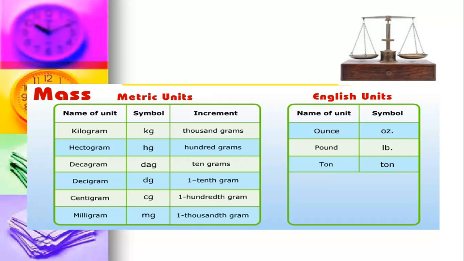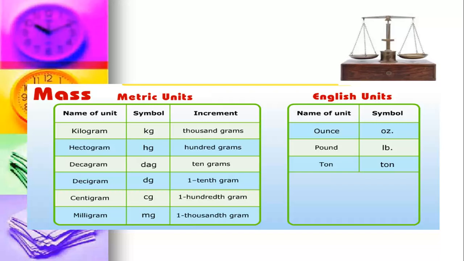For hectogram naman, we have the symbol Hg and that is equal to 100 grams. Yung decagram or dag, that is equals to 10 grams. Yung decigram naman or dg is 1/10 gram. Centigram or cg is 100th gram. And milligram is mg, 1,000th gram.